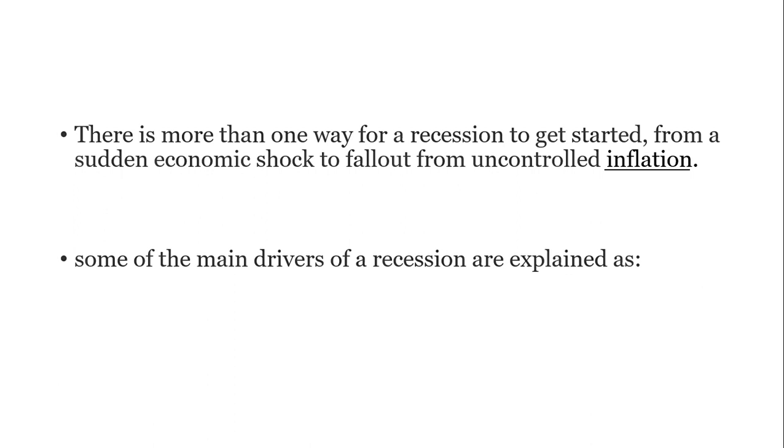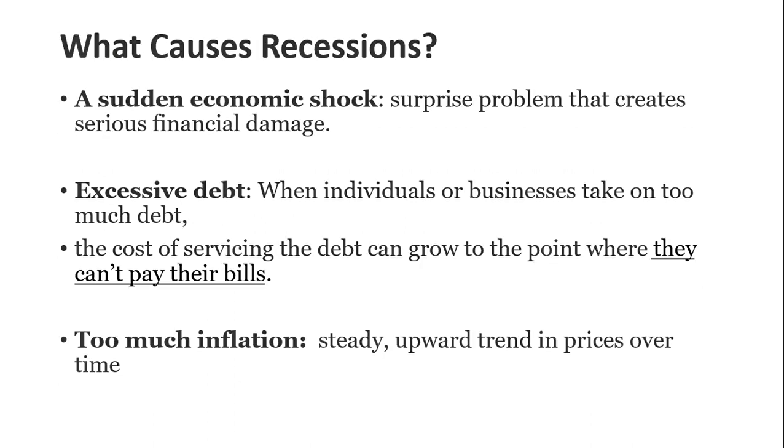Before that, we see that there is more than one way of causing a recession in any economy, from a sudden economic shock to fallout from uncontrolled inflation. Some of the main drivers of recessions are explained here. First, a sudden economic shock. An economic shock is a surprise problem that creates serious financial damage. In the 1970s, oil producing and exporting countries cut the supply of oil to the US without warning, causing a recession. Not to mention endless lines at gas stations. The coronavirus outbreak, which shut down economies worldwide, is a more recent example of sudden economic shock.